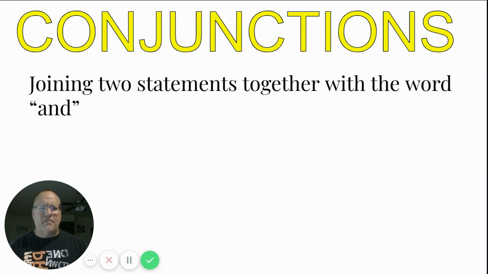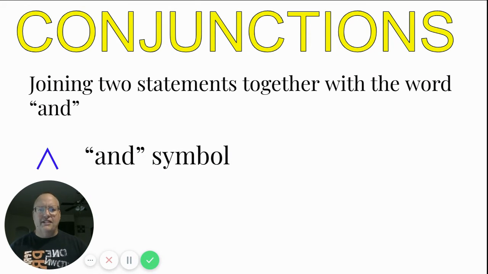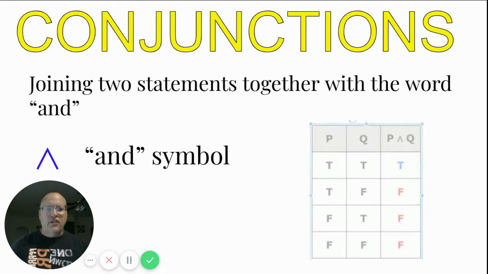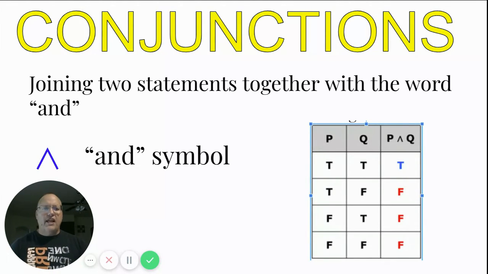Now, when you're talking about it symbolically, what does that look like on your paper? Whenever you see that upside down V, you might have called that a hat. Some teachers call it a hat, upside down V, whatever you want to call it. I don't care. Just know that that symbol means and, so you're joining two things together with the word and symbol. Okay. And so if I've got a statement P and a statement Q, and I want to join them together by saying P and Q, that's going to make a truth table that looks like this.